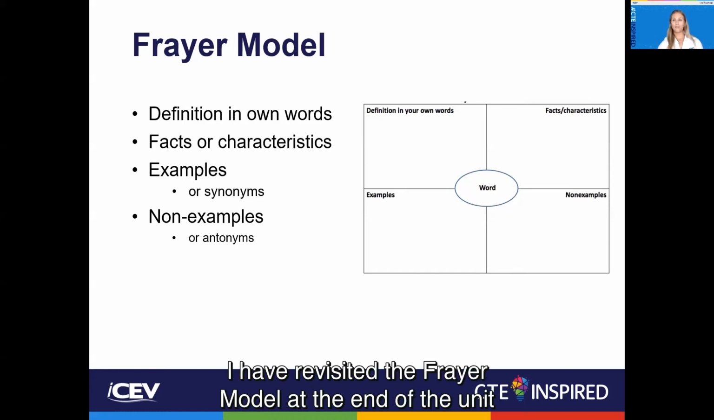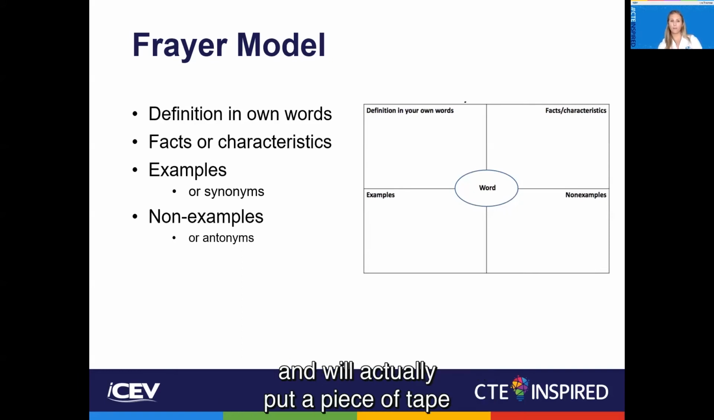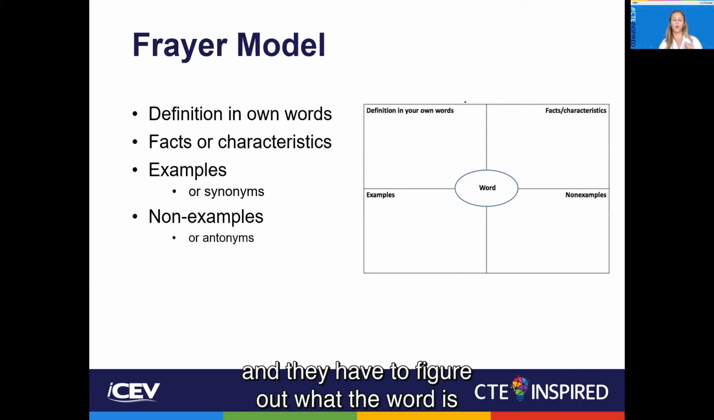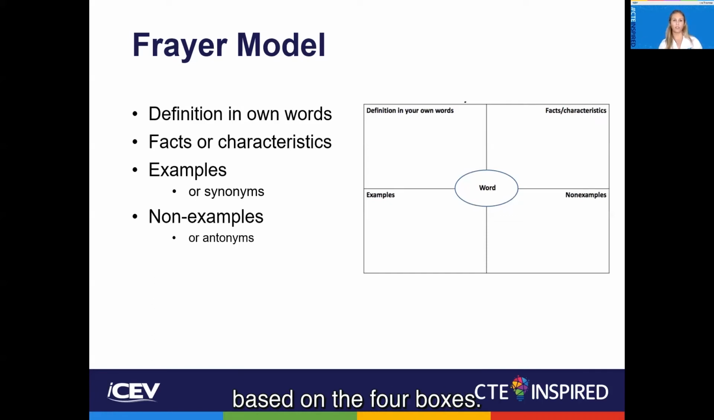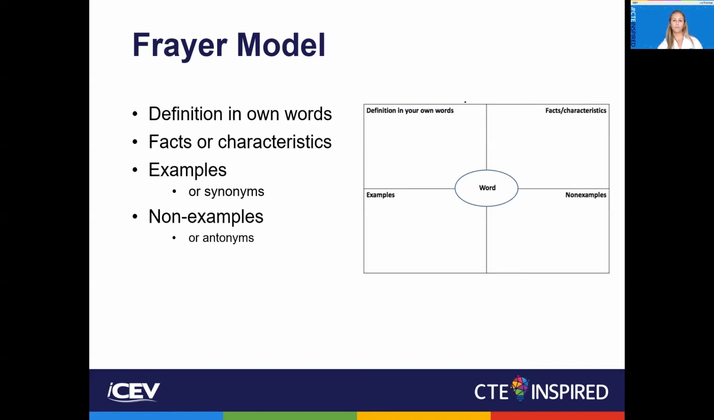I've revisited the Frayer model at the end of the unit as a review, where students will pull out their Frayer models and they'll actually put a piece of tape over the word in the middle, and then they swap them with partners, and they have to figure out what the word is based on the 4 boxes. So that's a fun little review activity if you've already done that front-loading vocabulary.